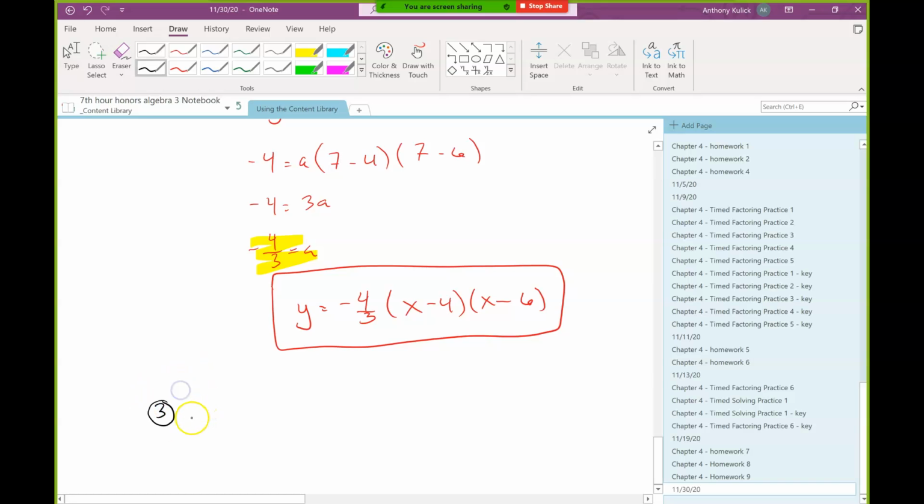The third situation is if you're given any 3 points. So if you don't have one of these other 2 special situations, you're probably just going to be given 3 points. If that's the situation, we're going to just use standard form.